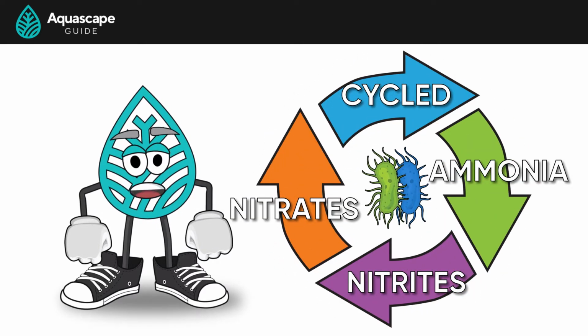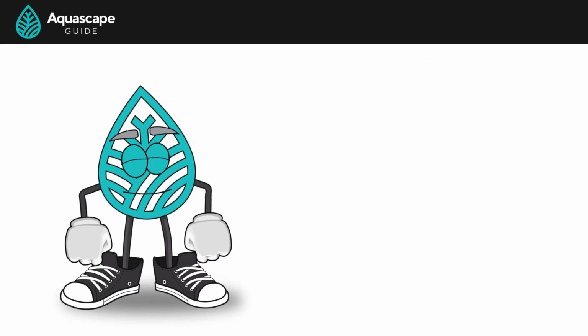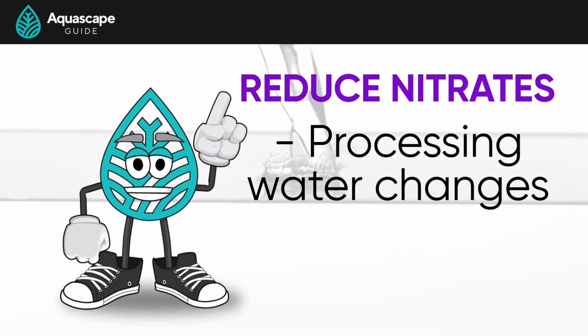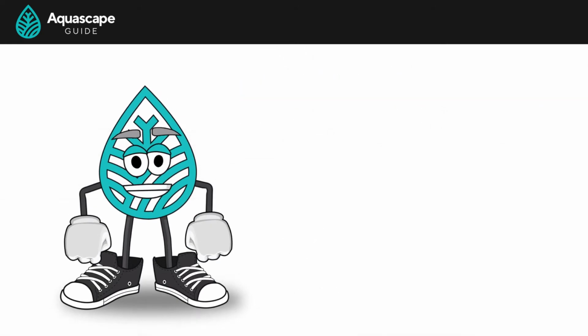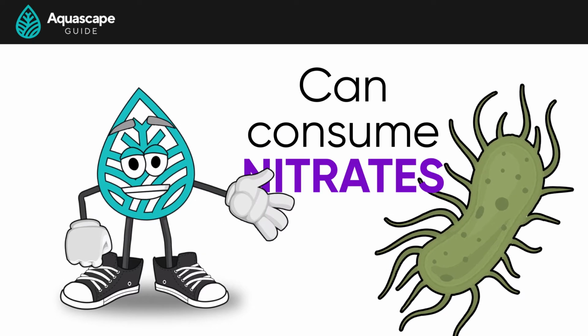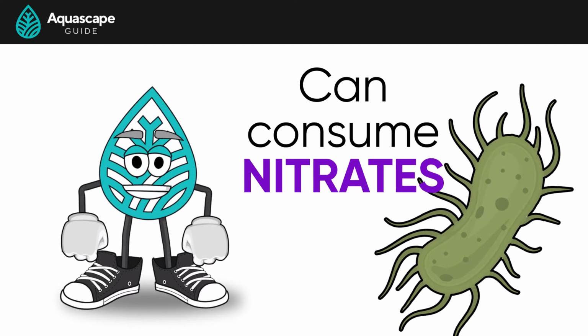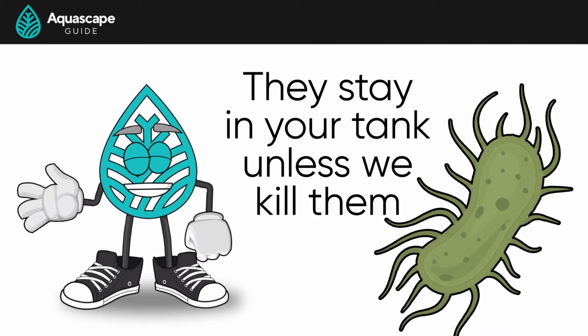Now, nitrates aren't super toxic, but we don't want them building up like crazy either. The only way to reduce nitrates is by water changes, or absorption by plants. In really large bodies of water, there is another bacteria that can form that can consume nitrates, but we don't really see these in our smaller tanks. And once these bacteria develop, they stay in your tank unless we accidentally kill them.